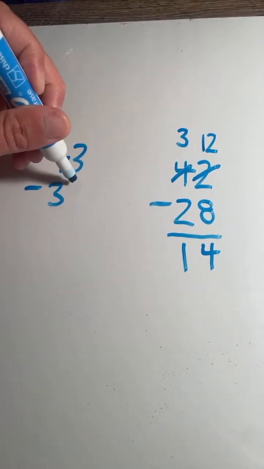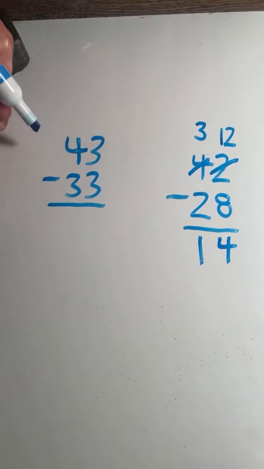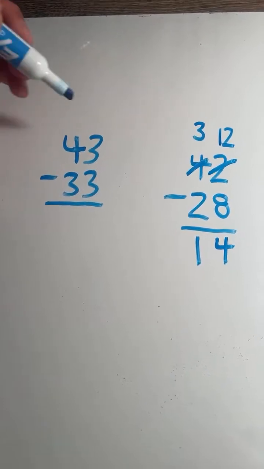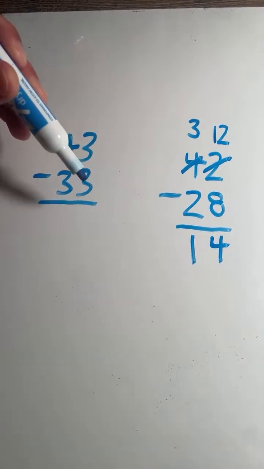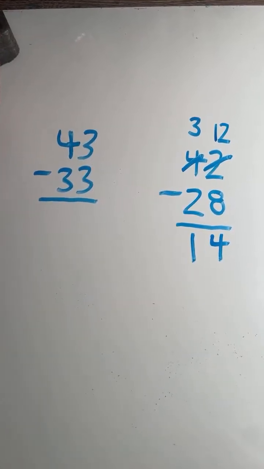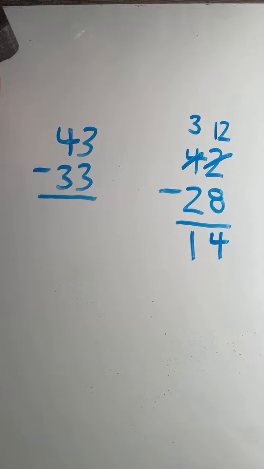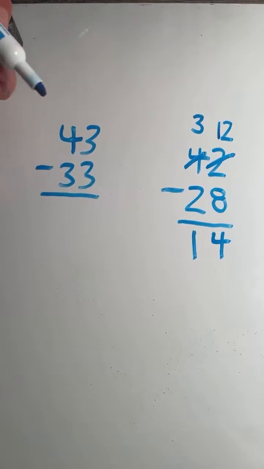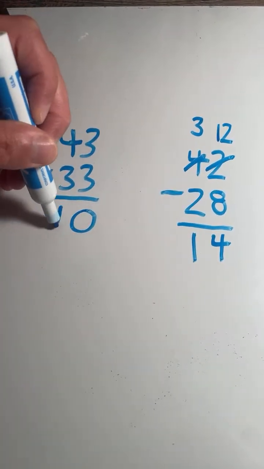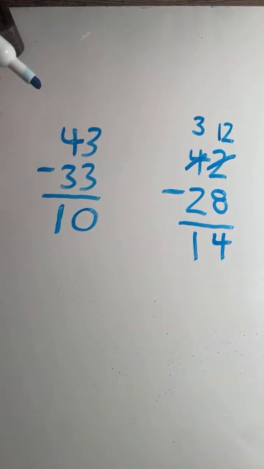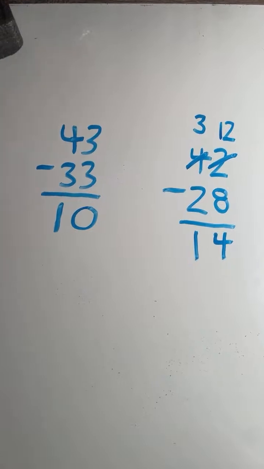43 minus 33, so we check if regrouping is needed, and it's not. Remember, it's okay if the digits are the same. The only time we need to regroup is if the bottom digit is bigger. So the bottom digit can be the same as the top digit. It can be equal to the top digit. It just can't be bigger. All right, so 3 minus 3 equals 0. 4 minus 3 equals 1. And we have our answer, 43 minus 33 equals 10.